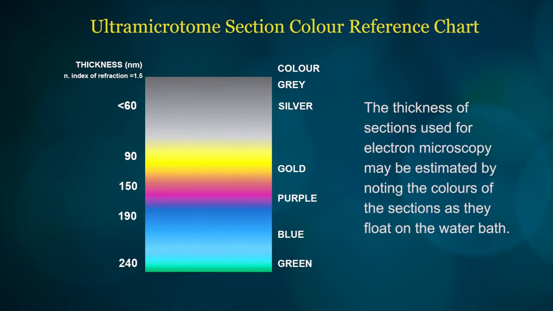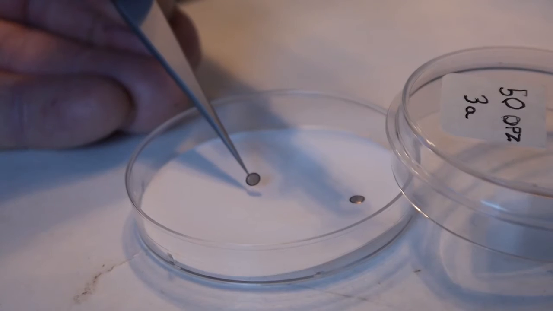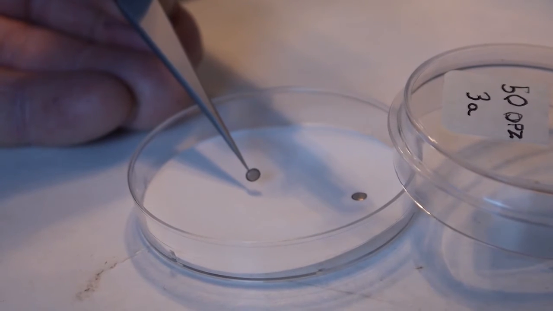The chart shows the thickness of the different coloured sections. Only the silver to gold coloured sections are suitable for electron microscopy. They are 70 to 90 nanometers thick. Sections are now ready to be collected onto a copper alloy support grid.